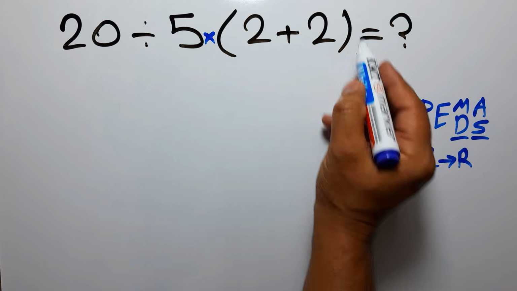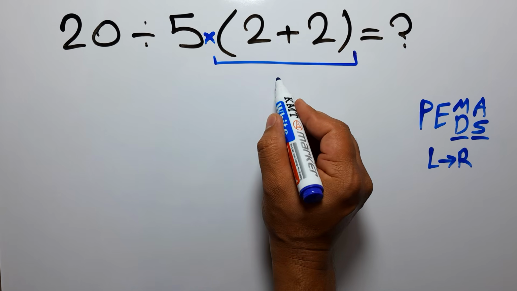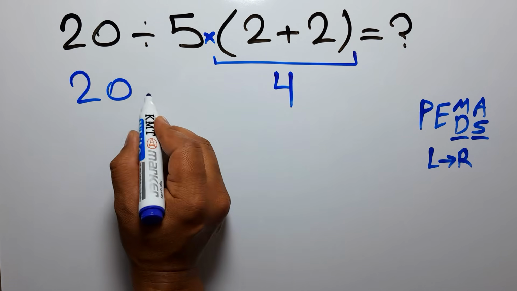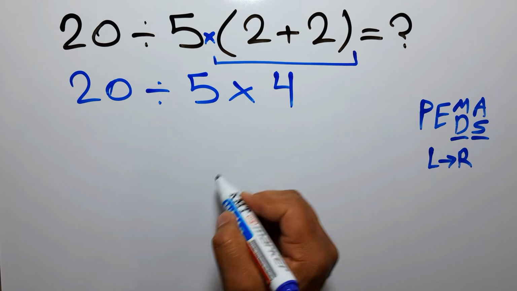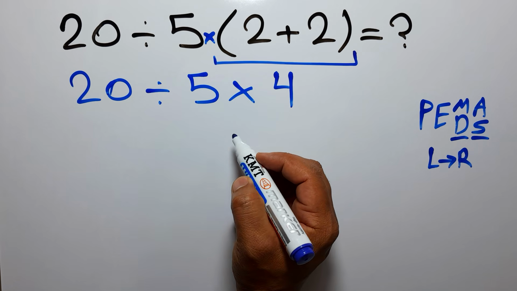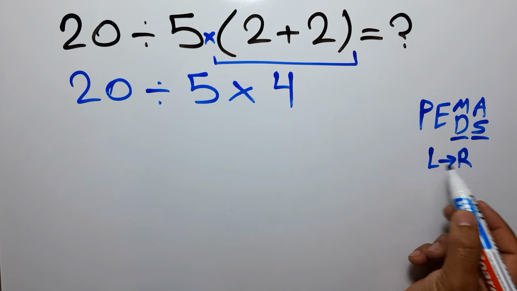So first we have to do this parentheses. Inside this parentheses we have 2 plus 2, which equals 4. So we have 20 divided by 5, then times 4. Now we have one division and one multiplication. As I said, multiplication and division have equal priority and we have to work from left to right.